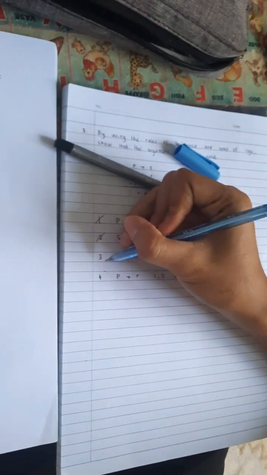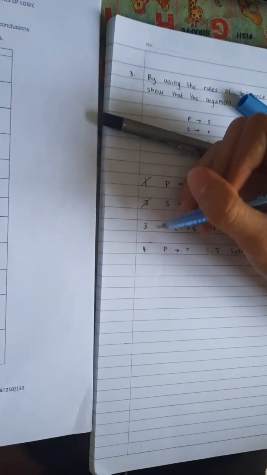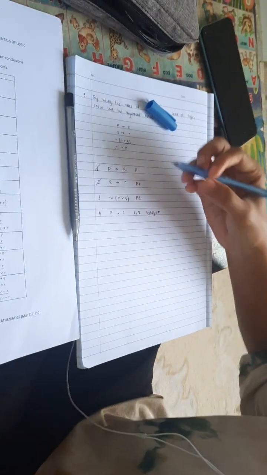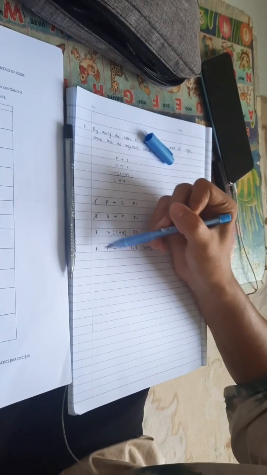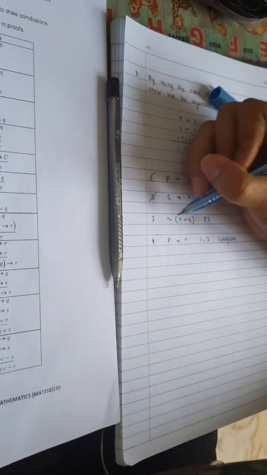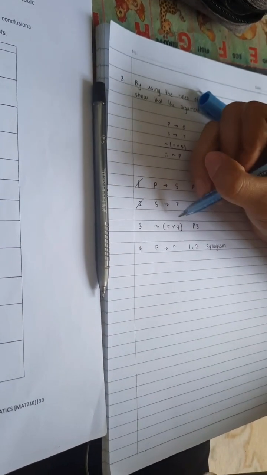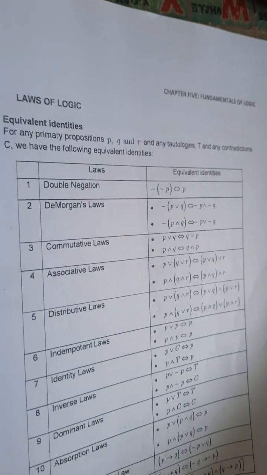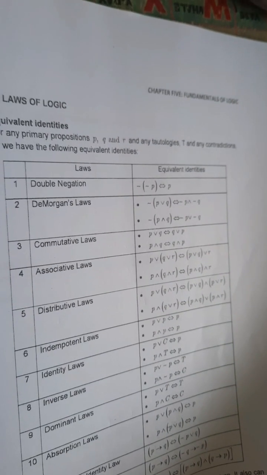Why? Because we still have both of these. We need to solve that. We cannot just leave it like that. So we need to solve this. Okay, now you look at 3 and 4. Can we solve this? If you cannot find the exact answer, we look at the laws of logic, which one is similar to this one? I think it's De Morgan's law.